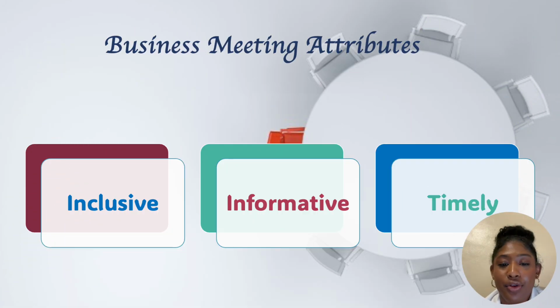The three main attributes of a business meeting are that it is inclusive, informative, and timely. Inclusive because it ensures that all participants feel welcome, valued, and able to contribute. It is informative because attendees have the opportunity to gain valuable information in full detail. And it is timely because, as we discussed before, the information is given in real time instead of waiting for responses, such as when you're sending an email.